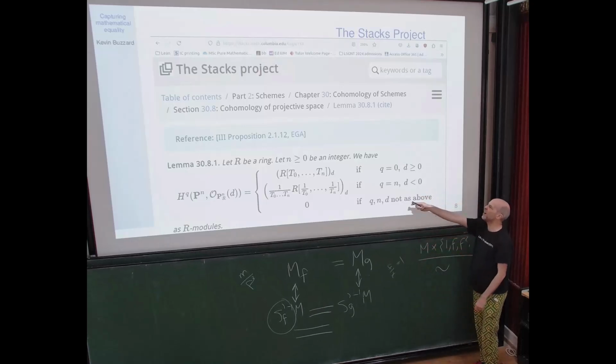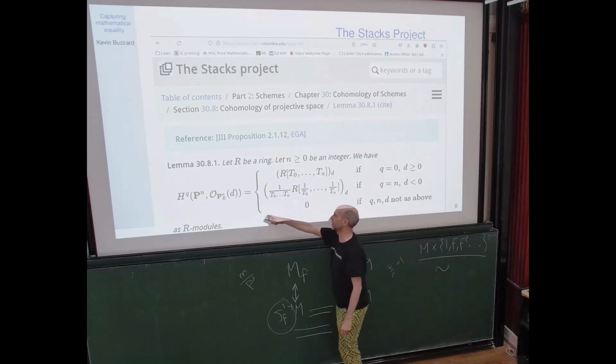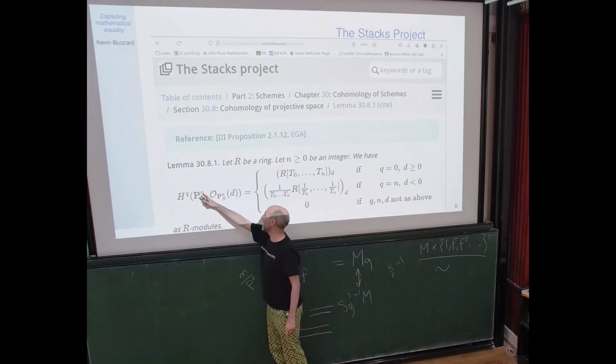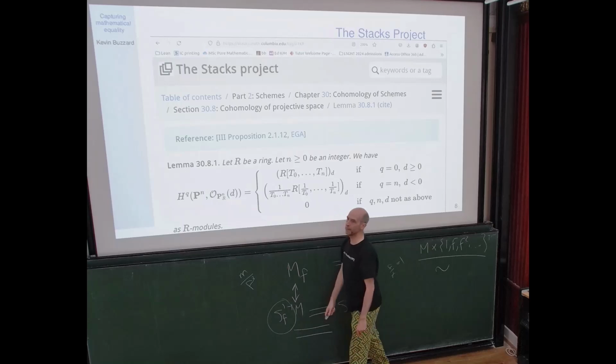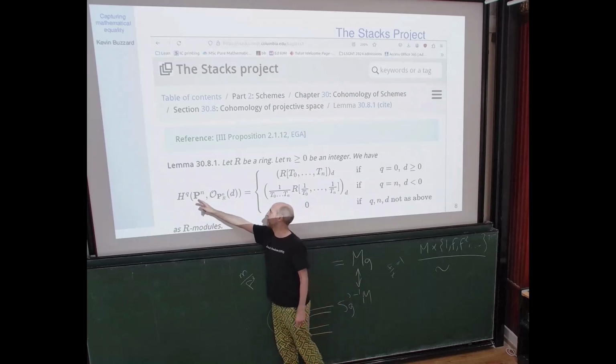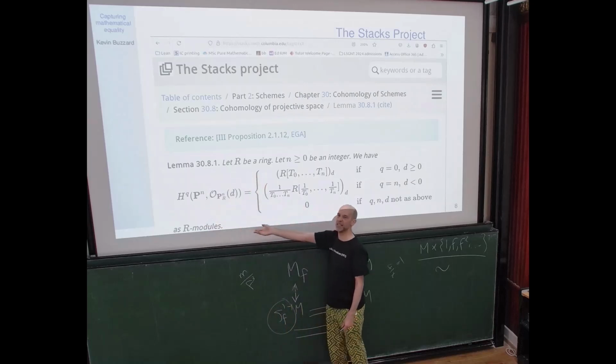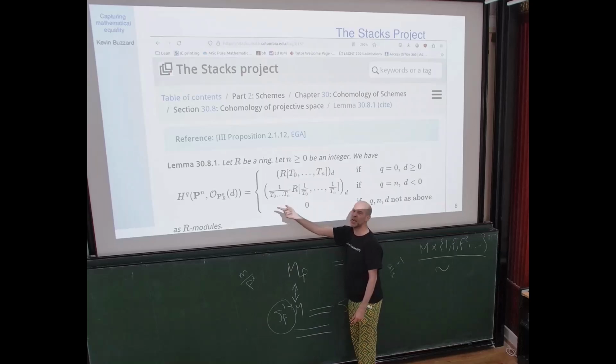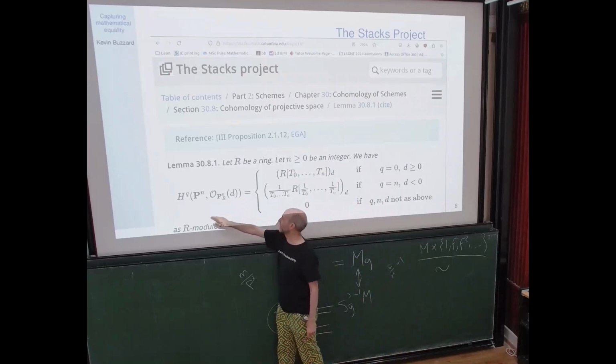And this is one of the fundamental results of the Stacks project. This is computing the cohomology of projective space. So q, n, and d are natural numbers, and all of the rest is just sort of garbage, right? R is a ring, and P^n is projective n-space, but it's a scheme you can make from the number n. And then this is a sheaf on it, and this is the cohomology.